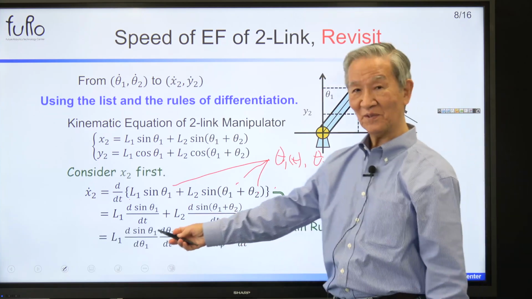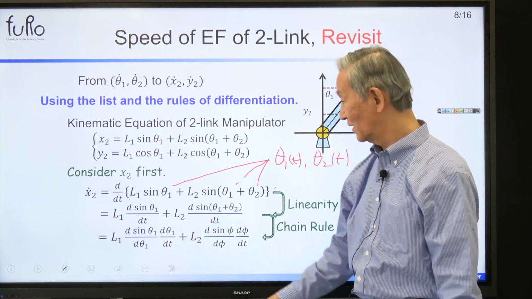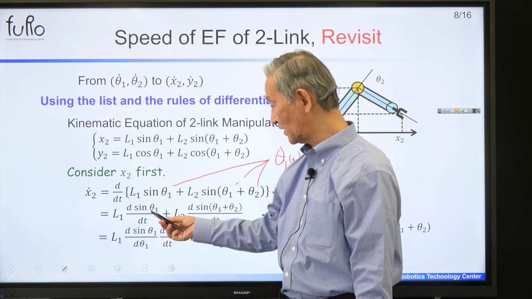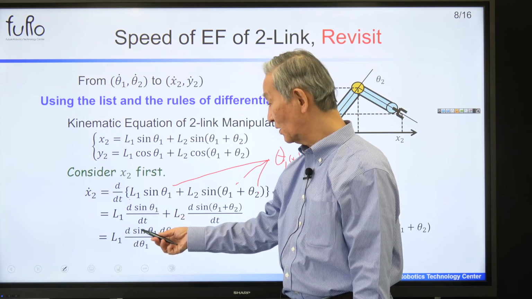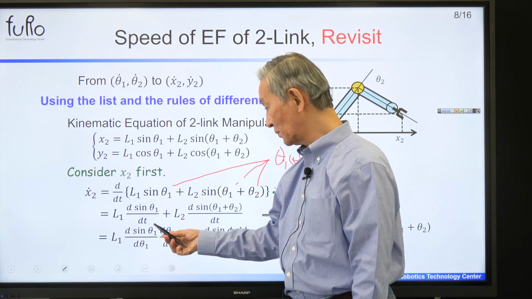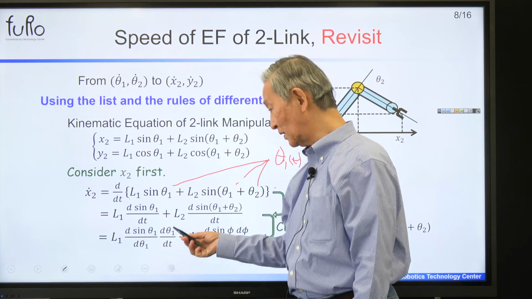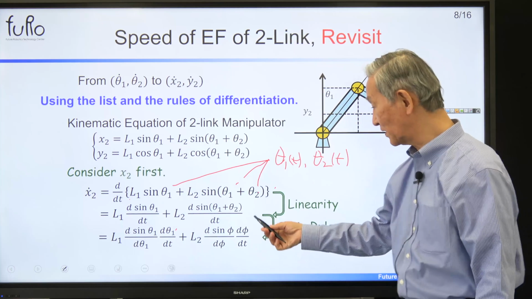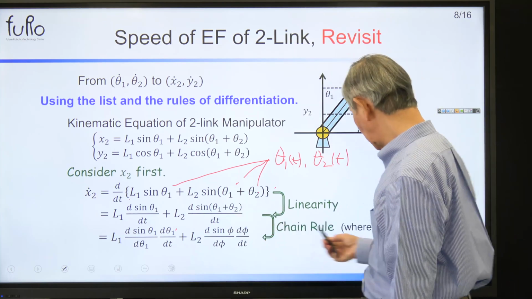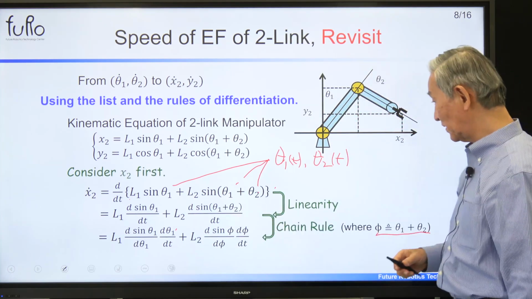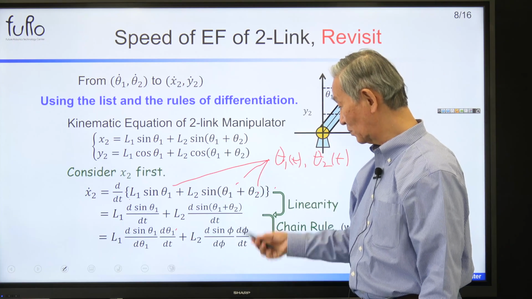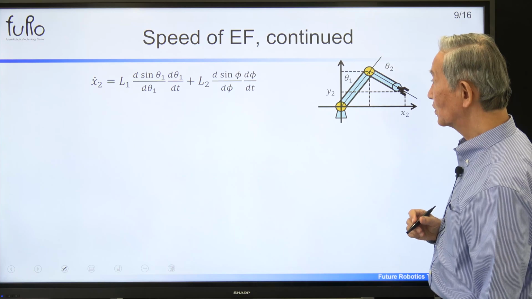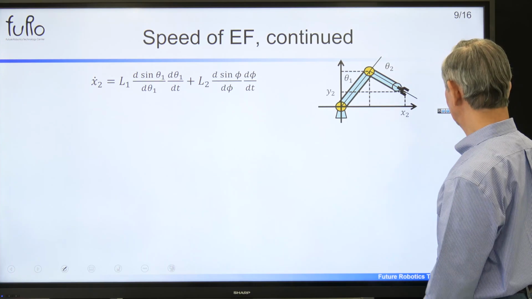And then you use the chain rule. Wow, we know the chain rule. So this is differentiation of sine theta 1 in terms of dt. So differentiation of sine theta 1 in terms of theta 1 and then d theta 1 over dt. Chain rule. Exactly the same thing except that you set this to be that. Then this is what you got. All right. So let's compute that.